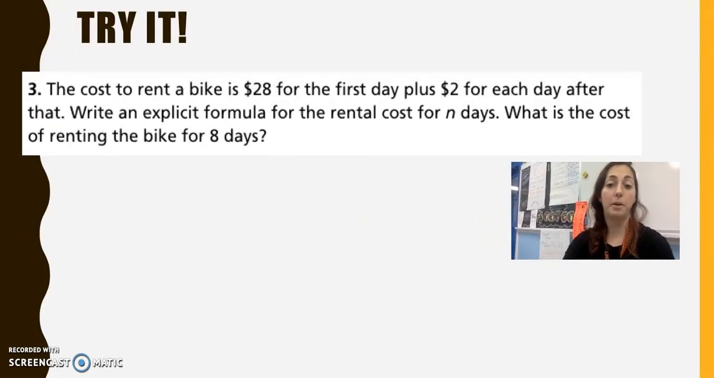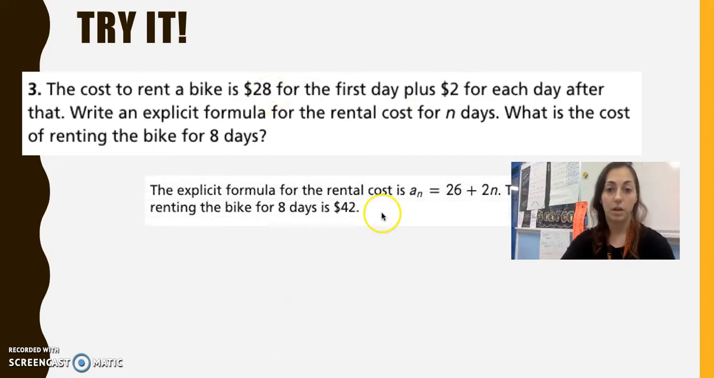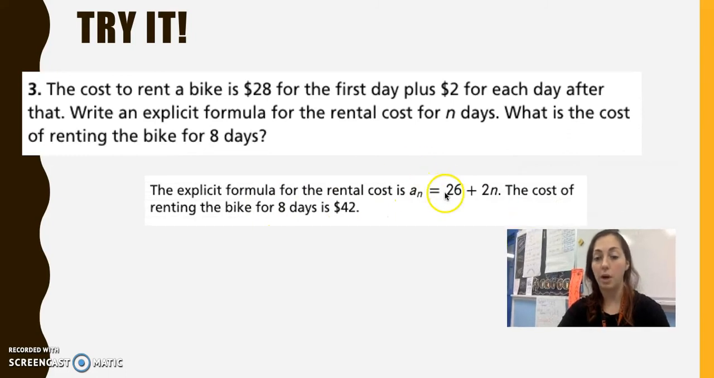All right, so now I'd like you to pause the video and try it. The cost of renting a bike is $28 for the first day plus $2 each day, slope each day. Write an explicit formula for the rental cost of n days. What's the cost of renting a bike for 8 days? So first, let's write the formula. I'm looking at $28 for the first day. So that's my a sub 1, and then $2 for each day after. So the formula is a sub n equals 26 plus 2n, my slope, each day after, 2n.